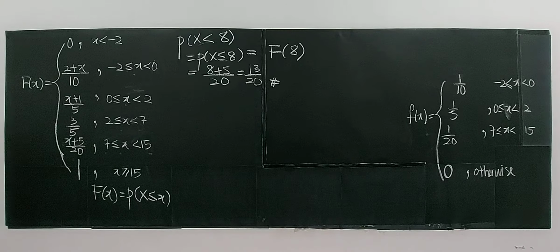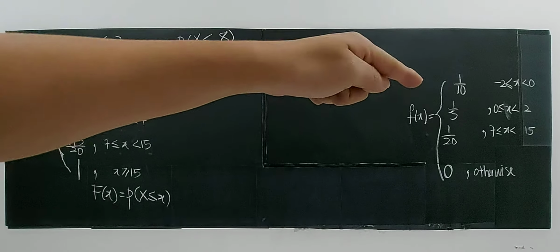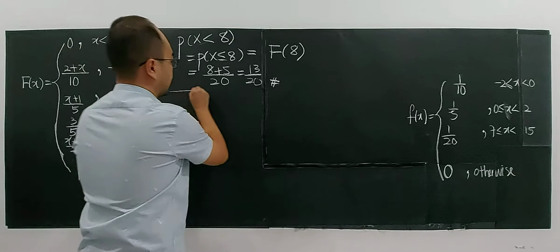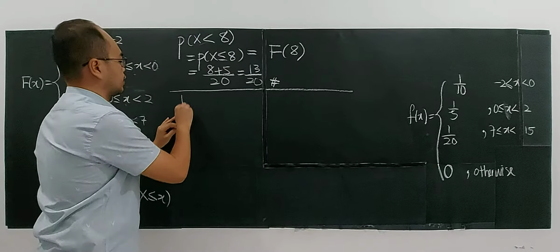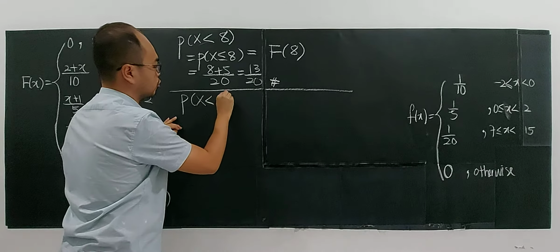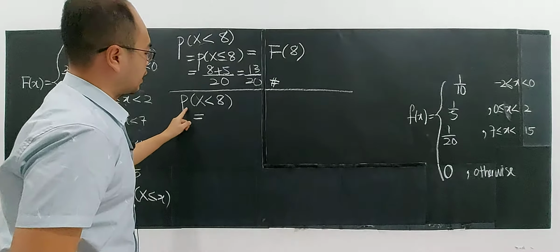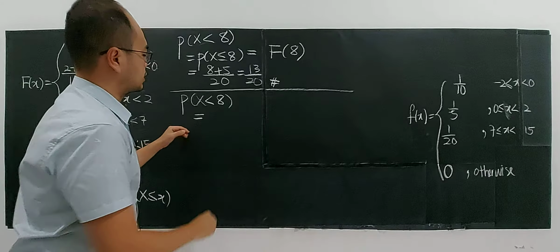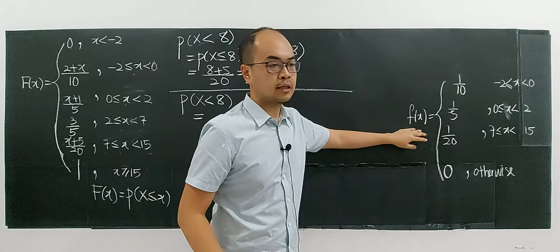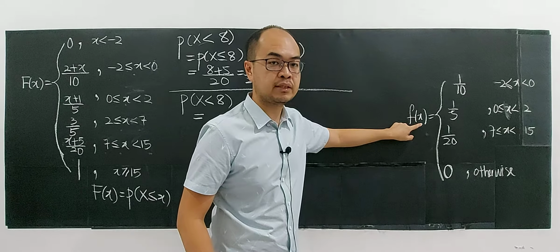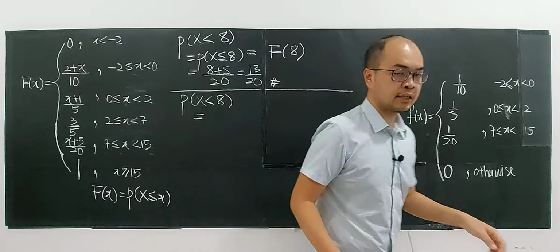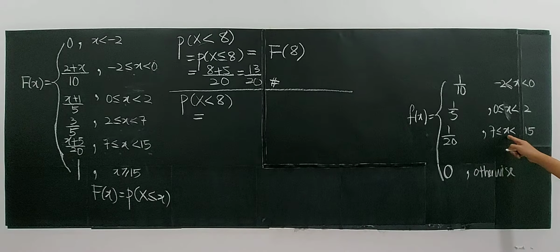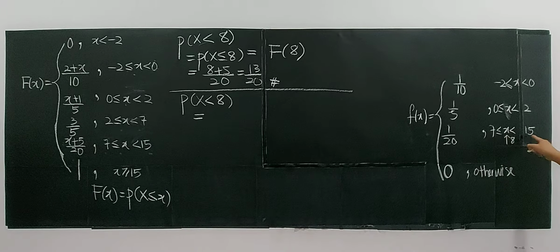But Mr. Tan is going to show you how to use this one too. As a good student, I should tell you that you have to know both. You have to know everything. So for x less than 8, it's the same as doing integration. The problem here is if you're using the probability density function, you have to use integration. So where is 8? You have to see the value of 8 here. 8 is between 7 and 15.